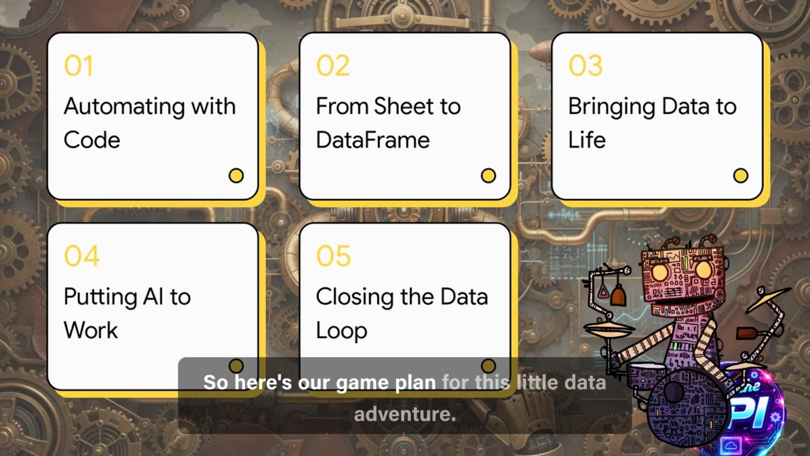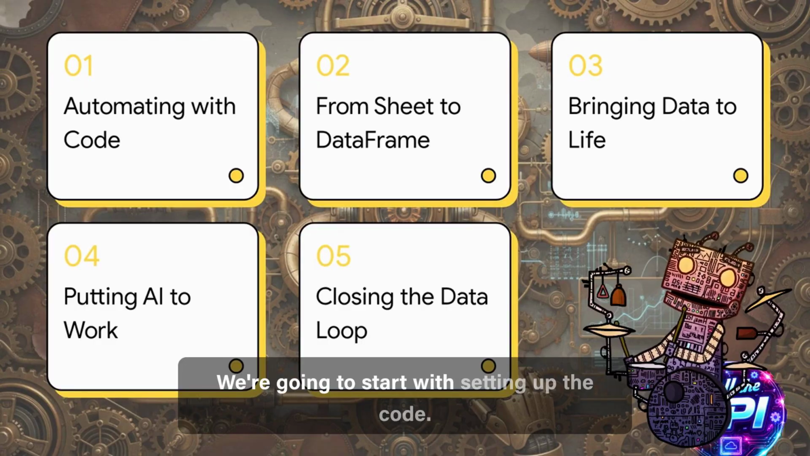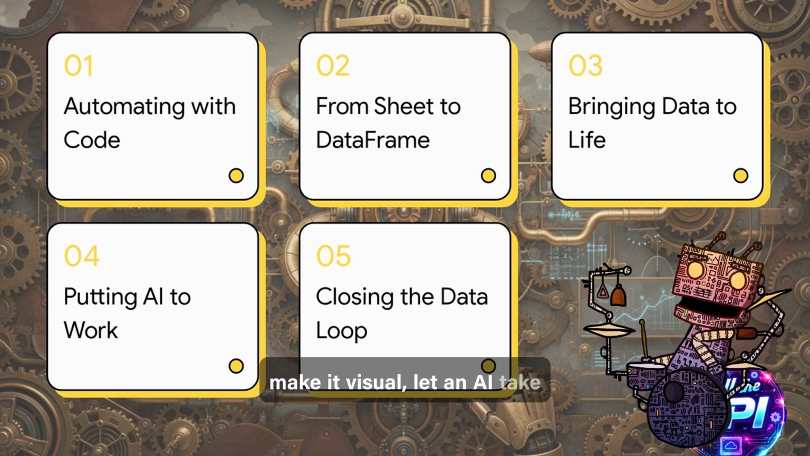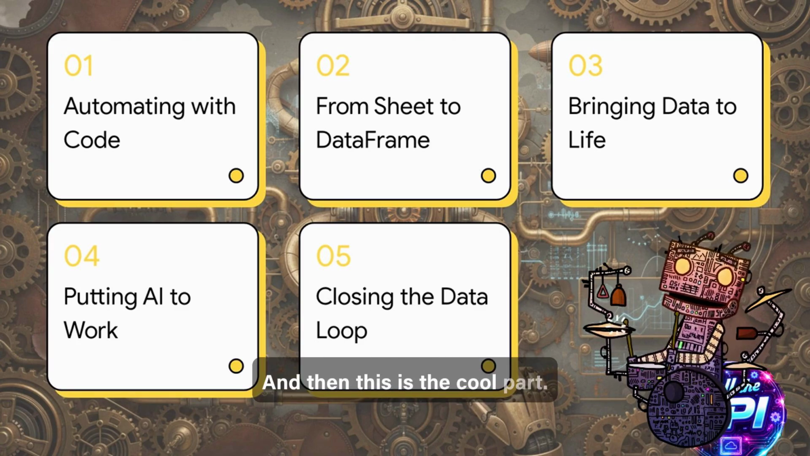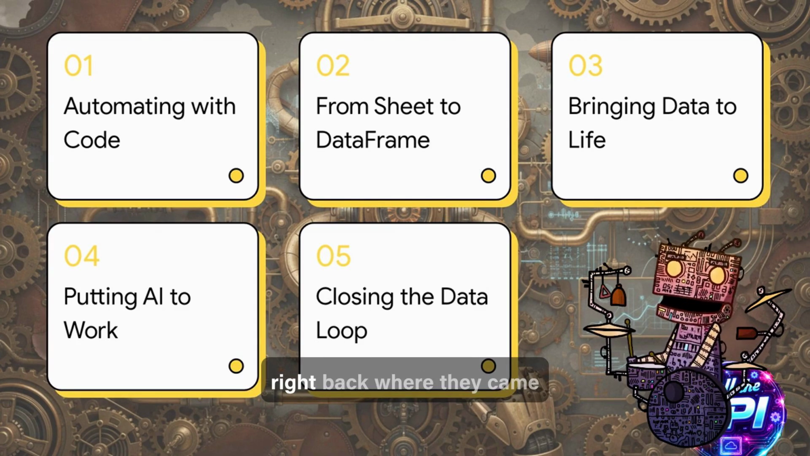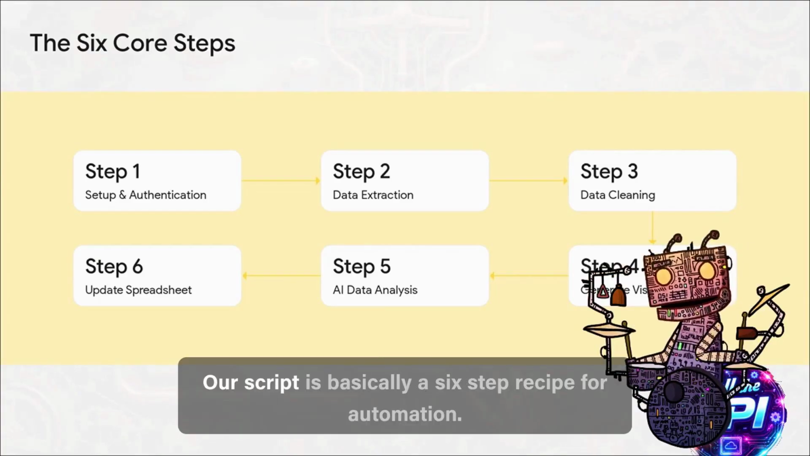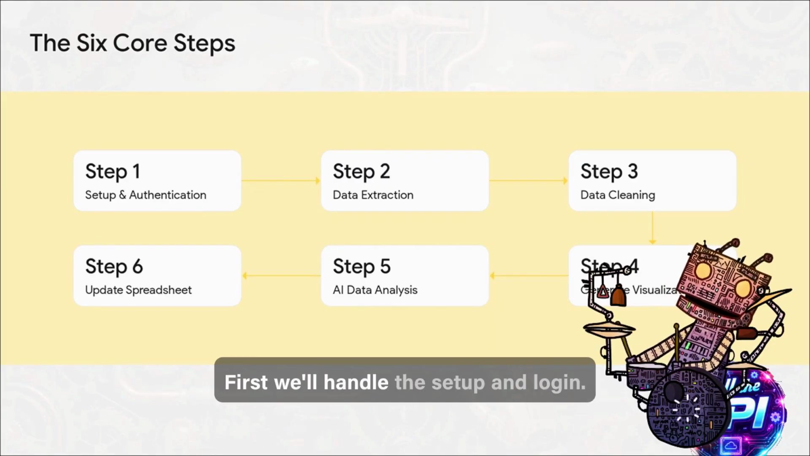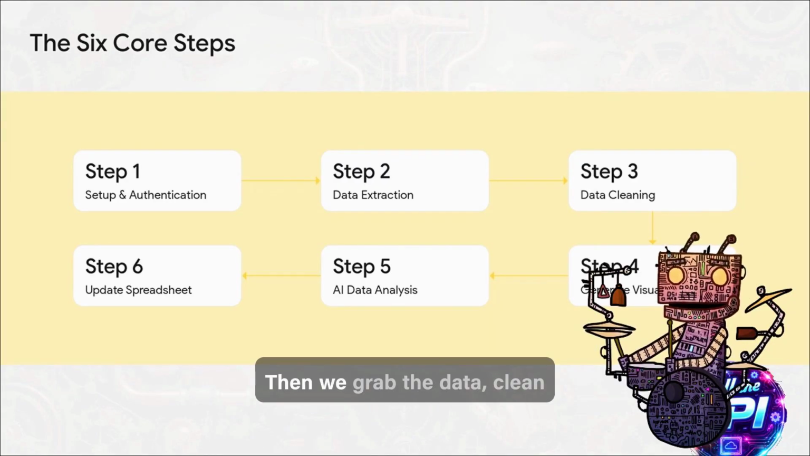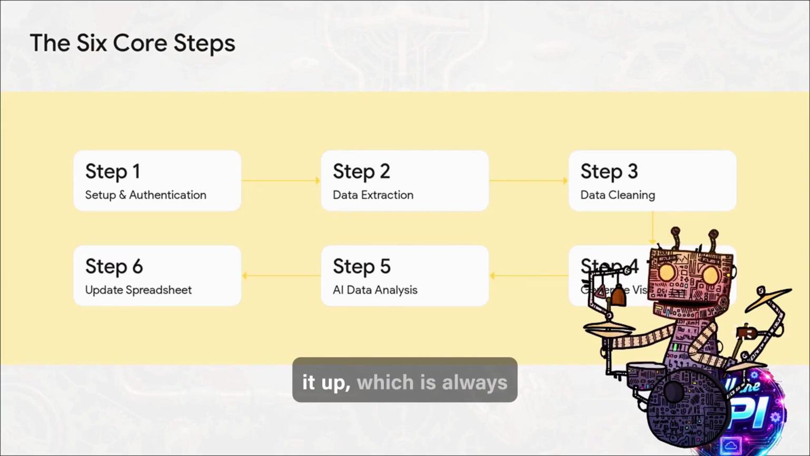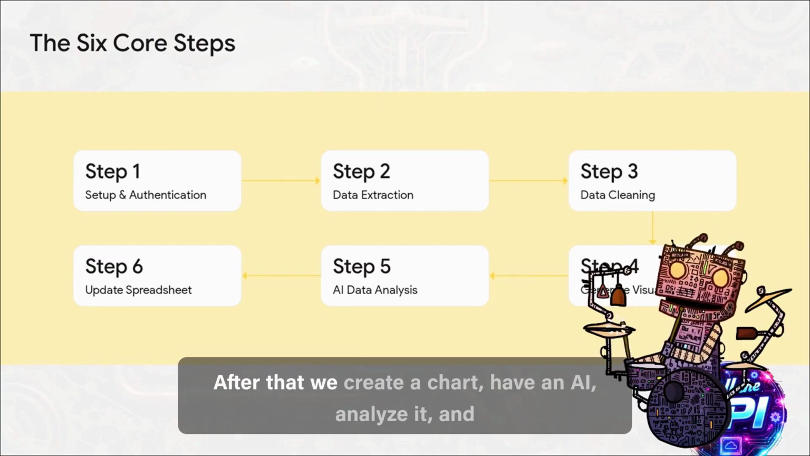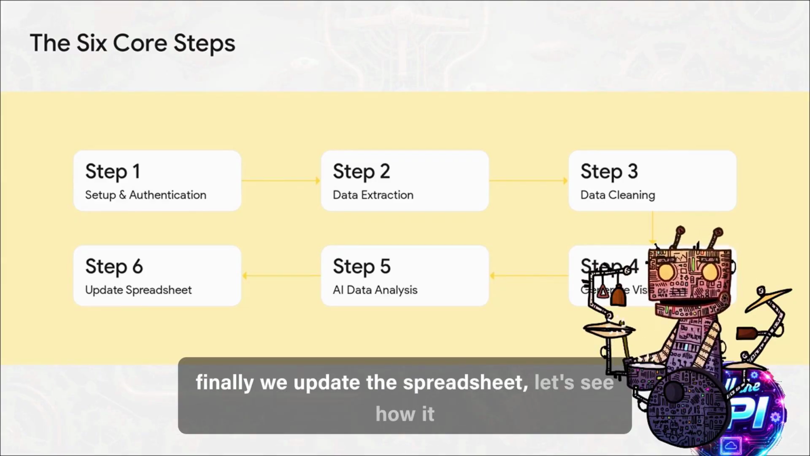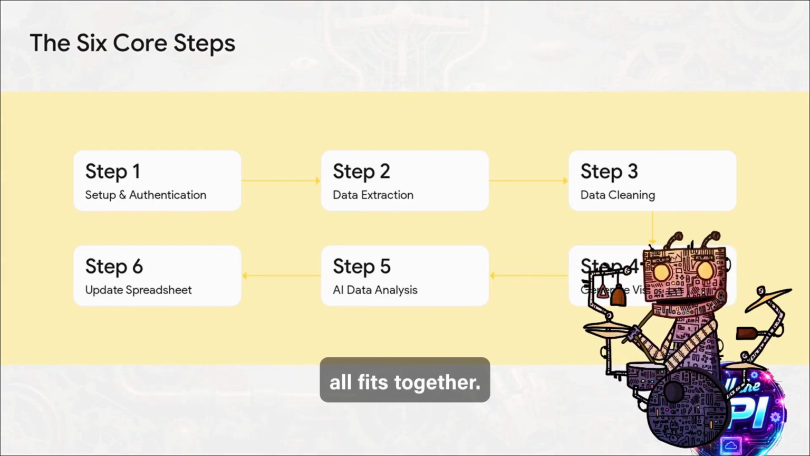So, here's our game plan for this little data adventure. We're going to start with setting up the code, then we'll pull out the data, make it visual, let an AI take a look, and then, this is the cool part, send those brand new insights right back where they came from. Our script is basically a 6-step recipe for automation. First, we'll handle the setup and login. Then we grab the data, clean it up, which is always important. After that, we create a chart, have an AI analyze it, and finally, we update the spreadsheet. Let's see how it all fits together.